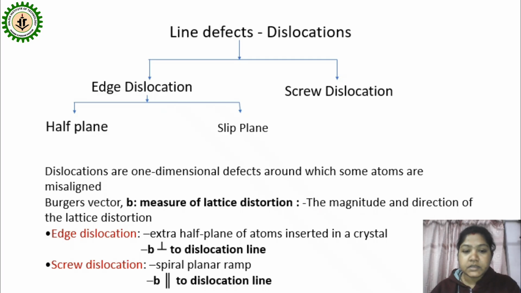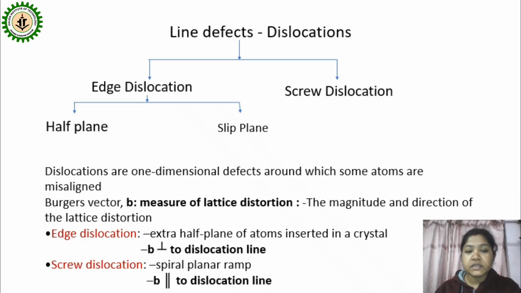Now we go to discuss the half plane and safe plane. Then we will go to this B. This B is actually called the Burgers vector. That is nothing but the measurement of the magnitude and the direction of the lattice distortion. Magnitude and the direction of the lattice distortion.